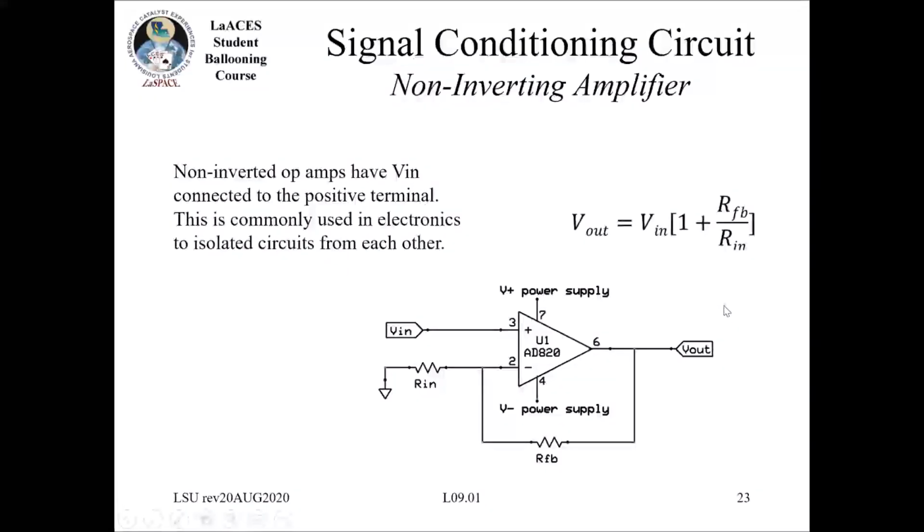The next signal conditioning circuit is what is known as a non-inverting amplifier. This one, your input goes directly into the operational amplifier, but your feedback loop goes to this negative terminal over here, and you have a different feedback loop here. And if you do the circuit analysis here, you find that the equation is 1 plus the ratio of the feedback resistor over that input resistor. And this can be useful in a couple of different scenarios, such as adjusting your span of, say, a temperature sensor.